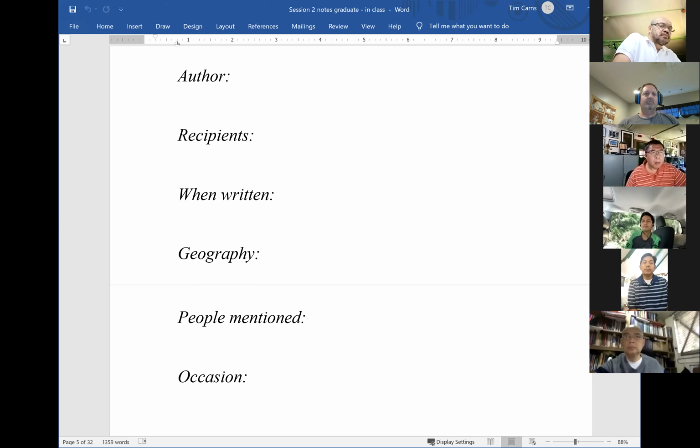And so, again, remember, too, as we examine each of these steps, especially author and recipients, it's not just naming who the author is, but what is the author's tone? What's his situation? What does he say about himself? What does he say about the recipients? So it's that kind of information as well.